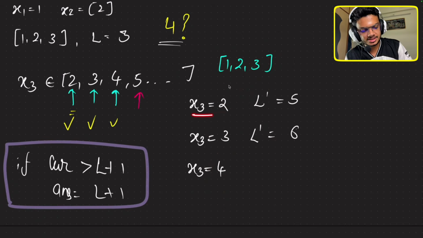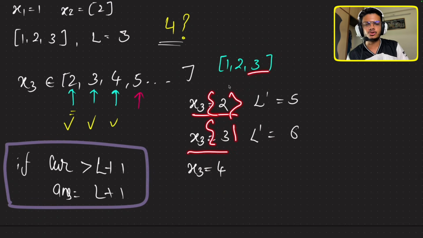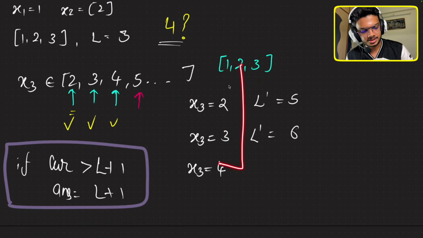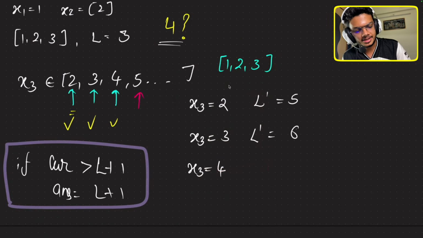So this was the case here itself, right? So you could take a standalone subset like this, but these sums are already present. So if x3 is 4, you can create sum 4. You can create sum 5. You can create sum 6. Or you can create sum 7. So L dash is turning out to be 7.